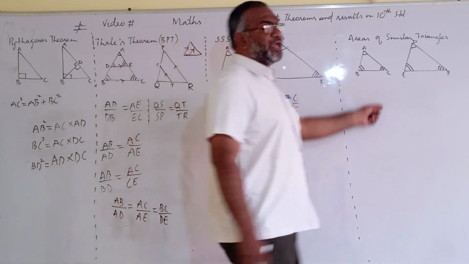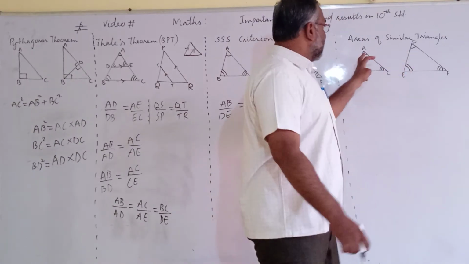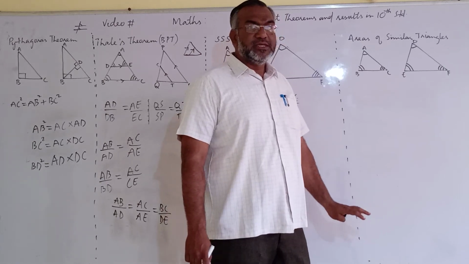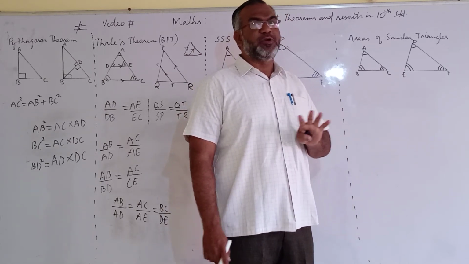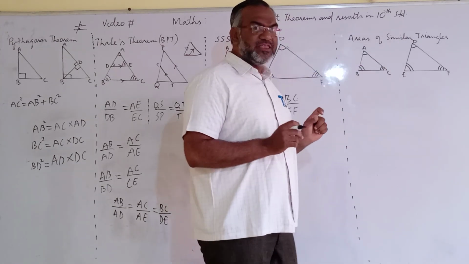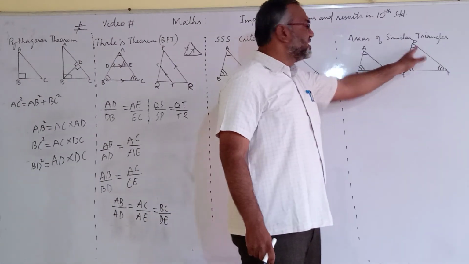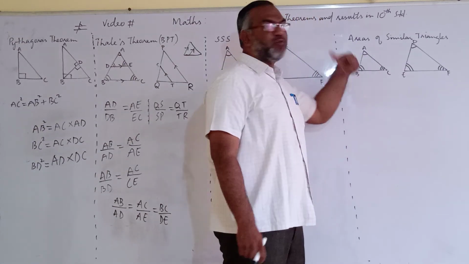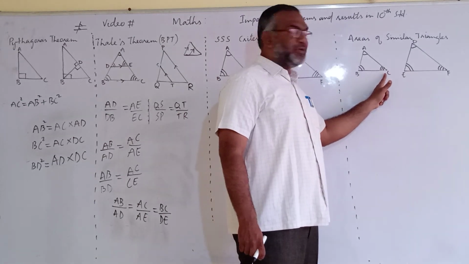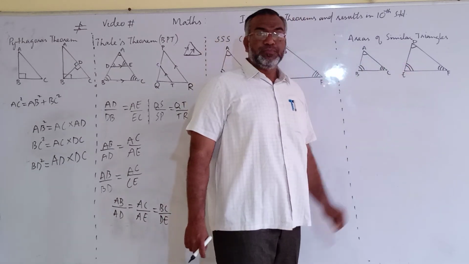Okay. Now let's come to areas of similar triangles. These two triangles, triangle ABC and DEF, are similar to each other. It means they look the same, their corresponding angles are equal, only their sizes are different. This one is small, this is big. Lengths are different, right? But corresponding angles are equal. Angle A is equal to D. If A is 30 degrees, then D is also 30 degrees. If A is 45 degrees, then D is also 45. B is equal to E, and the measure of C is equal to the measure of F. Right? Now these two triangles are similar triangles.